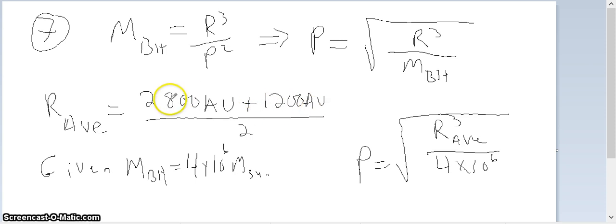They give you two extremes. This is the furthest, the distance is 2,800 astronomical units, and the closest is 1,200. We're really just interested in the average of those two numbers, so you just divide by 2. Use the average cubed divided by 4 million, 4 times 10 to the 6, and then take the square root of that whole thing. That'll give you the period of that particular star orbiting the supermassive black hole at the center of our galaxy.